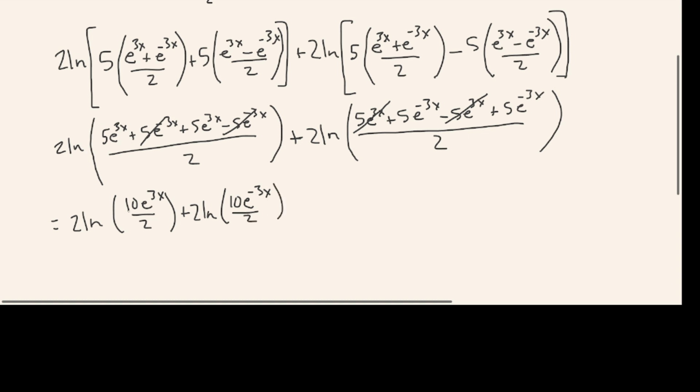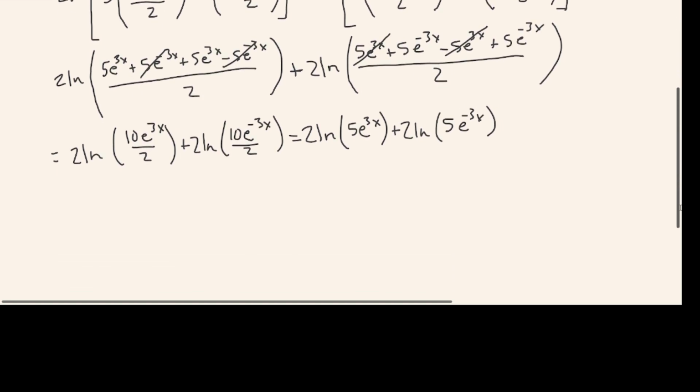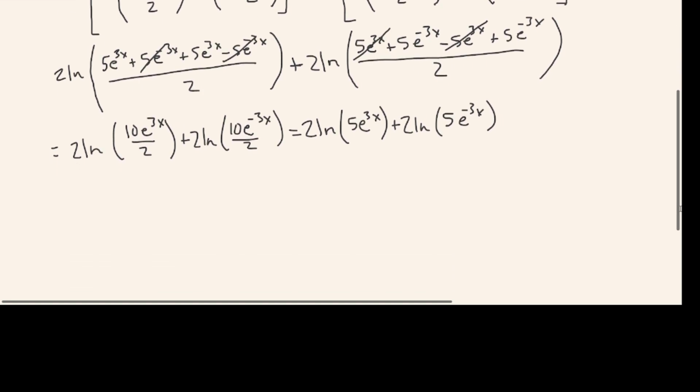And we can simplify these by dividing that 2, to 2 times the natural log of 5 times e to the 3x plus 2 times the natural log of 5 times e to the negative 3x. Okay. So we've used our basic algebra to simplify it to this point, and now we can recall that using the properties of logarithms, if we have, let's say, a logarithm of x plus logarithm of, I don't know, v, that is equal to logarithm of x times v.